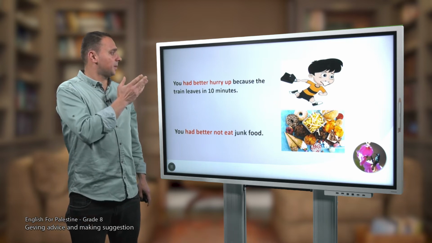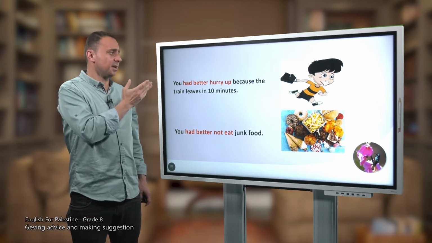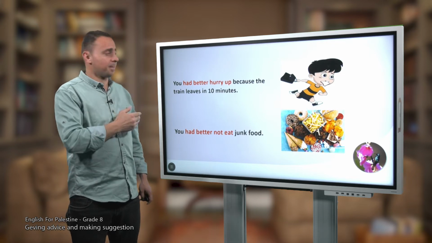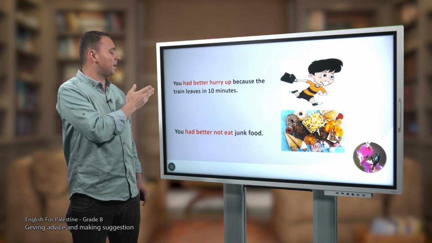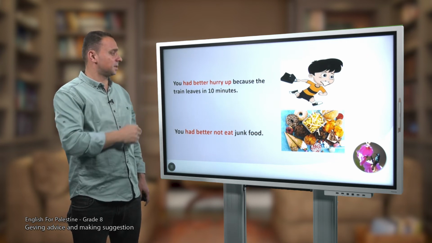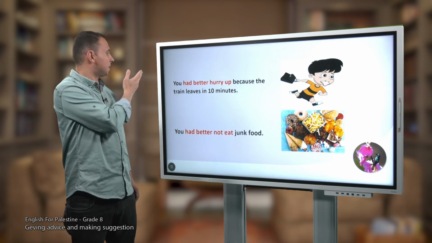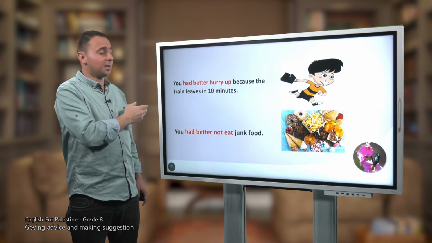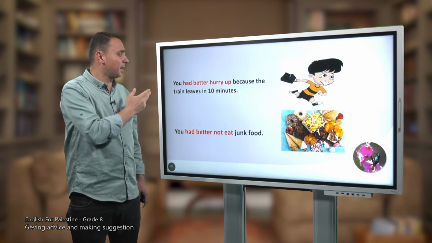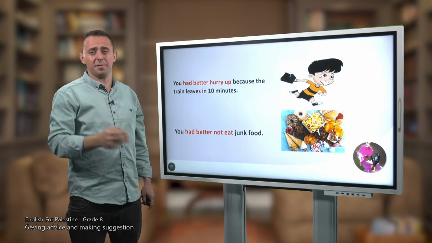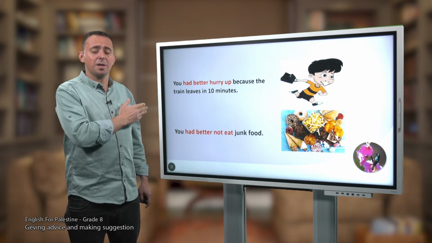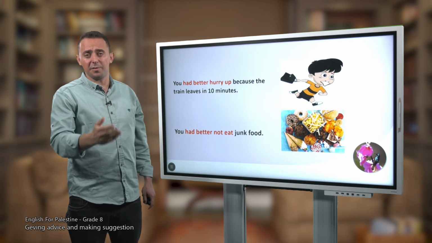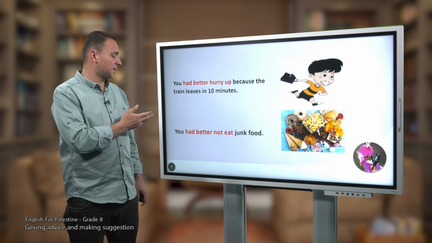Now, look at the picture and here the speaker is giving the listener advice. What does he say? You had better hurry up because the train leaves in 10 minutes. Notice the speaker used had better to give advice, and had better is followed by hurry up. Hurry up is the infinitive form of the verb. So, when we want to give advice, we use had better, and had better should be followed by the infinitive form of the verb.